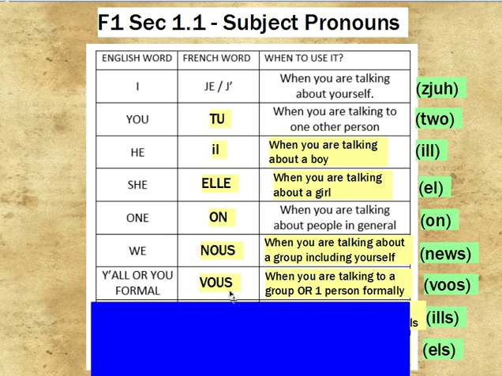And you would use it when you are talking to, not about, but when you're talking directly to a group of people, and when you want to say something like, y'all need to do your homework, you would use vous.